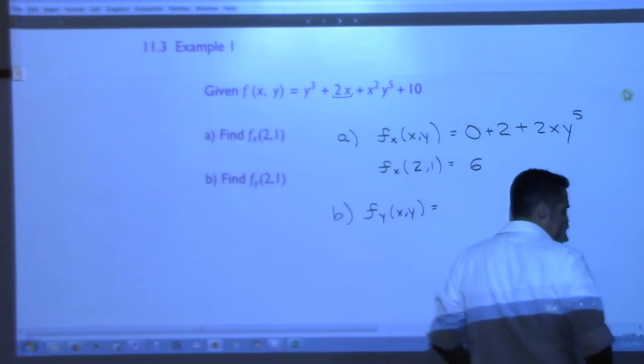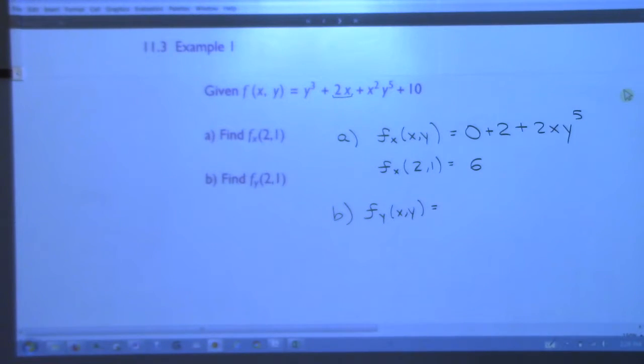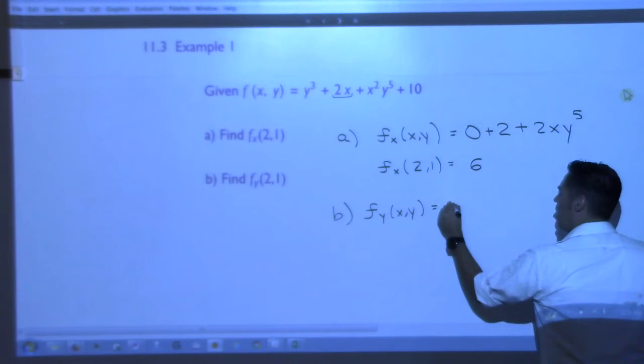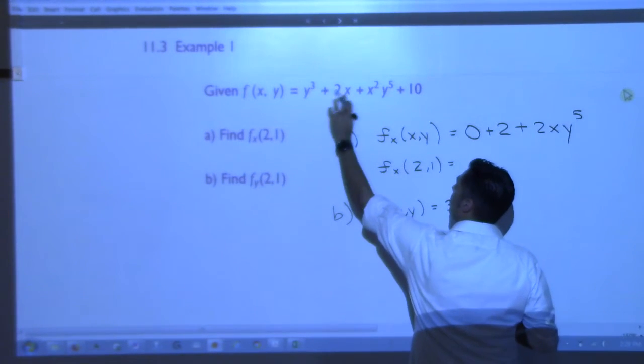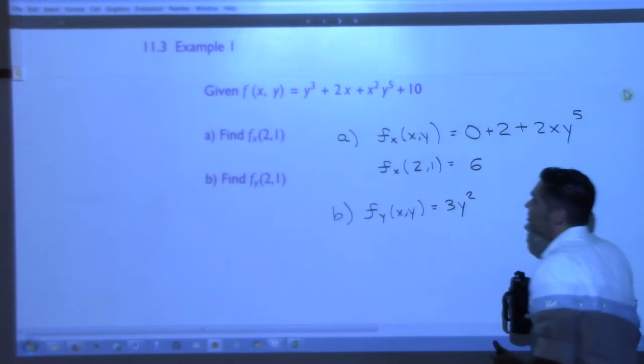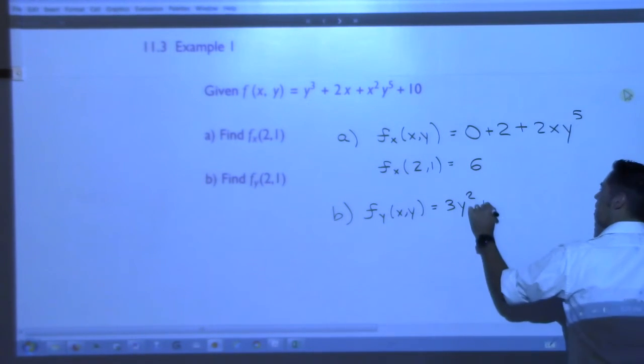So what's the first part become? 3y squared. 3y squared. All right, plus, that's going to be 0, right? Because x is a constant, 2 times a constant is a constant, so that goes to 0.